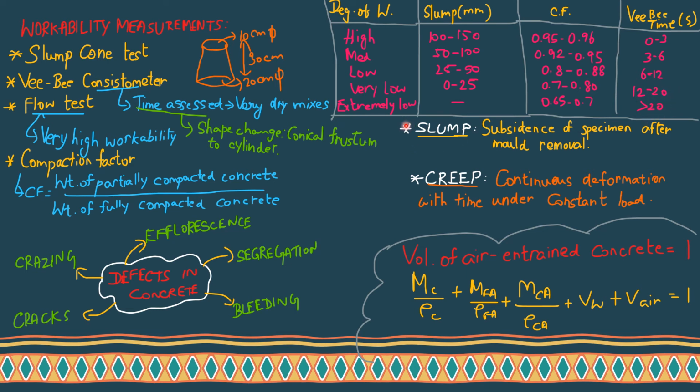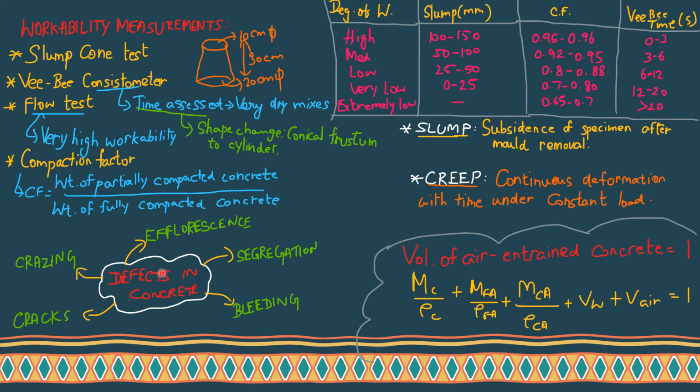There are a few definitions like slump and creep. We'll see what is meant by slump. Slump is the subsidence of the specimen after the mold removal. And next is creep. Creep is the continuous deformation of your specimen under constant load for a longer time. That's continuous deformation with time.